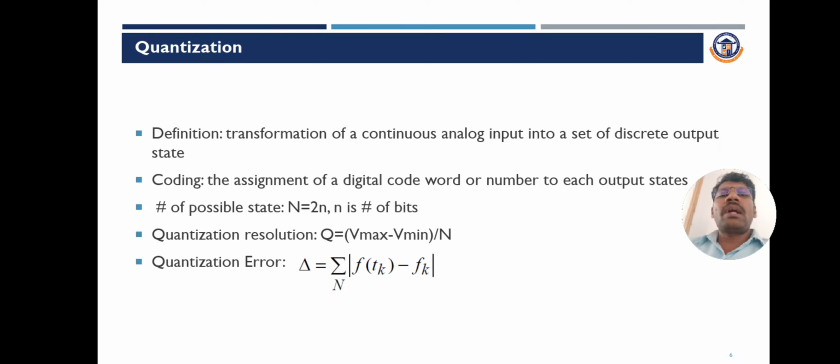So the quantization resolution will be the maximum voltage minus the minimum voltage, divided by the number of bits. The error which occurs will be given by the formula: the summation over n of f(t) at k, minus f at k.